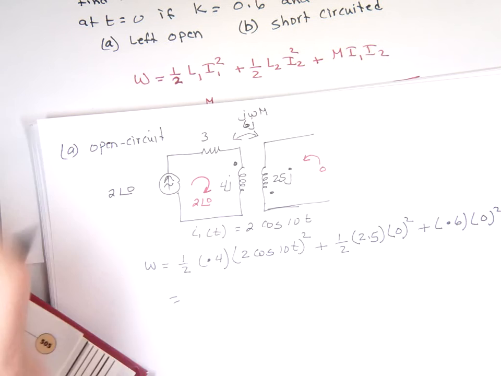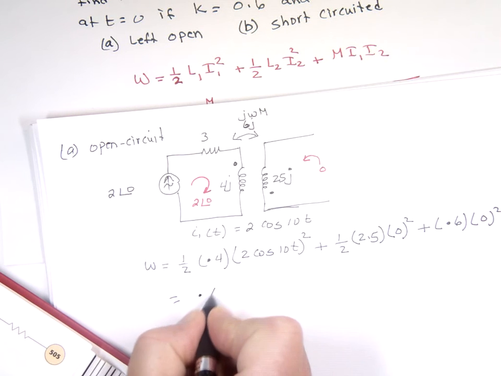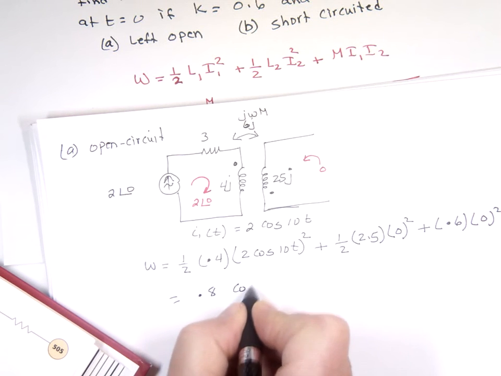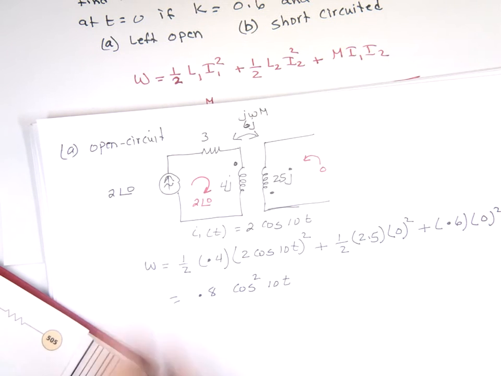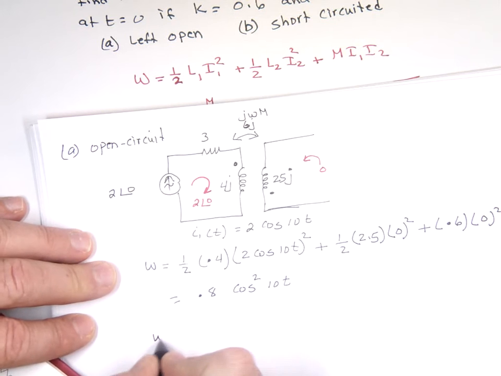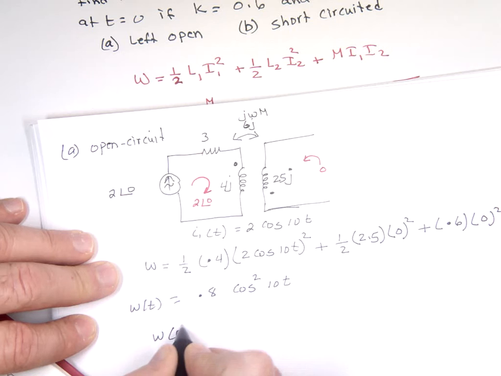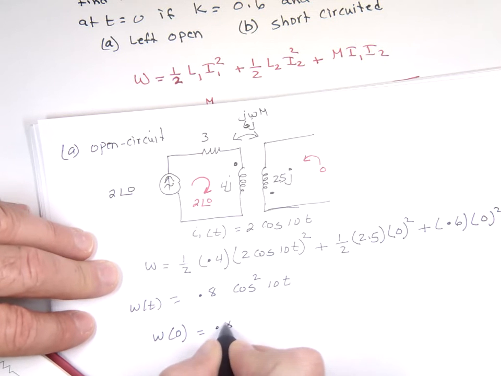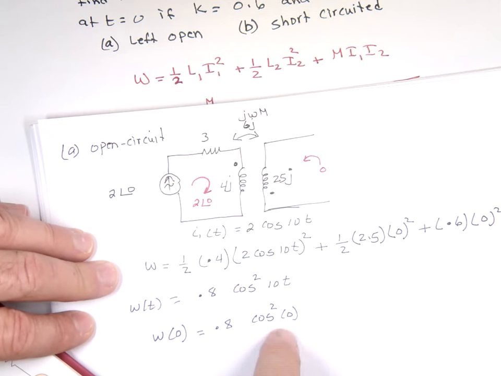2 times 2, that's 4. 4 times 0.2, is that 0.8? Cosine squared 10t. So this is as a function of time. They want it at 0. 0.8 cosine squared 0. Well, what's cosine of 0? 1 squared, that's a 1, times 0.8, that's 0.8 joules.